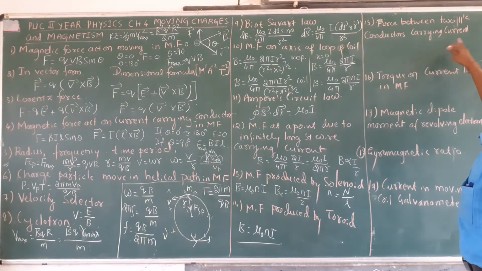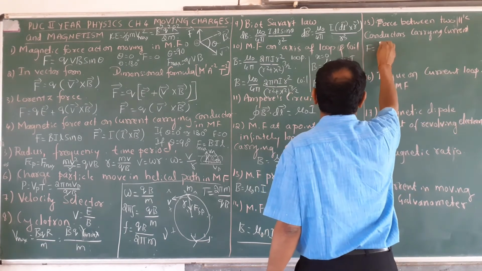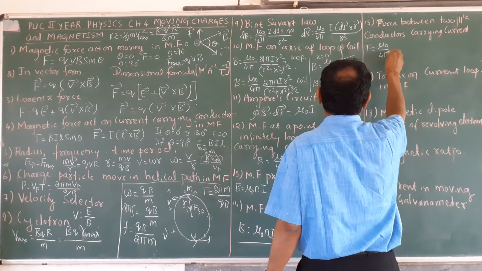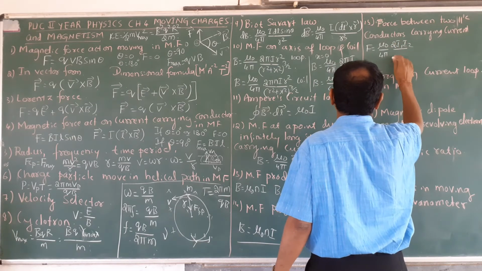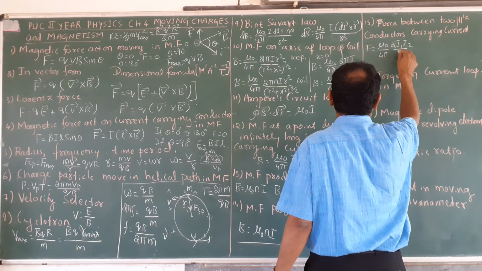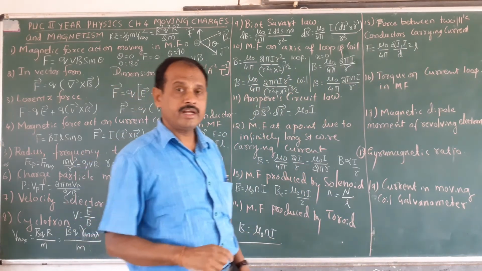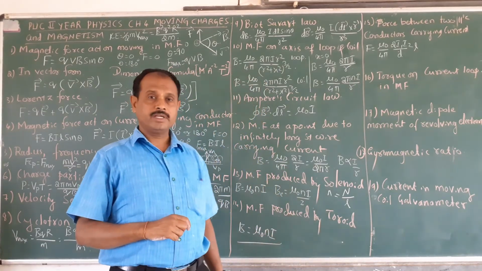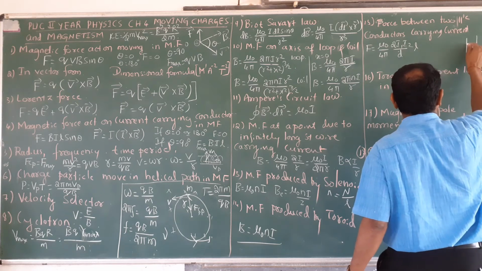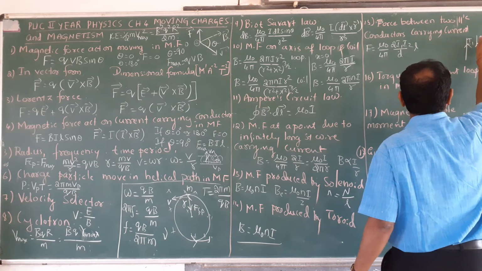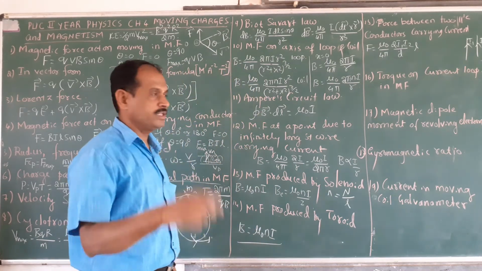Now the force between two parallel conductors carrying a current is F equal to mu naught upon 4 pi, 2 I1 into I2 divided by r, which is the distance d, into L. What are I1 and I2? The strengths of the current flowing through the two parallel conductors. What is L? The length of each conductor.